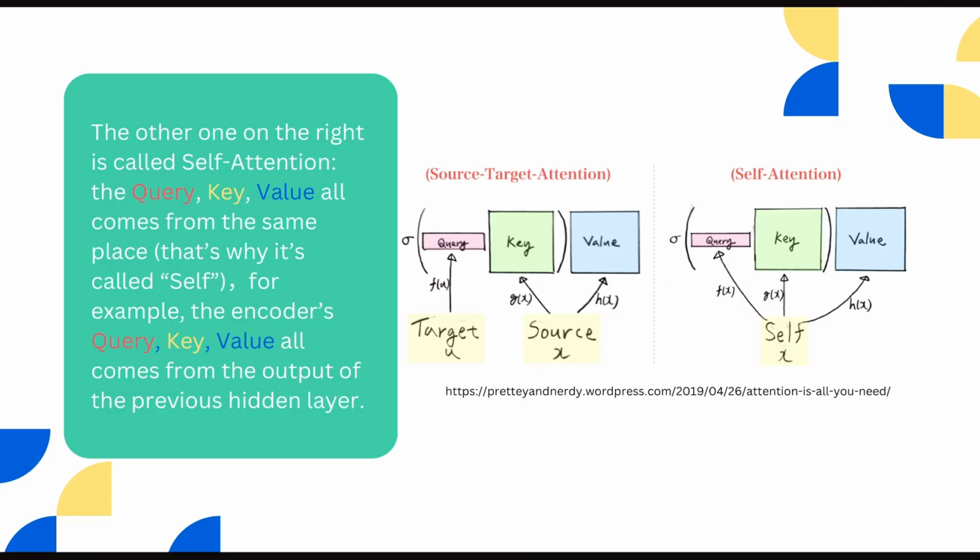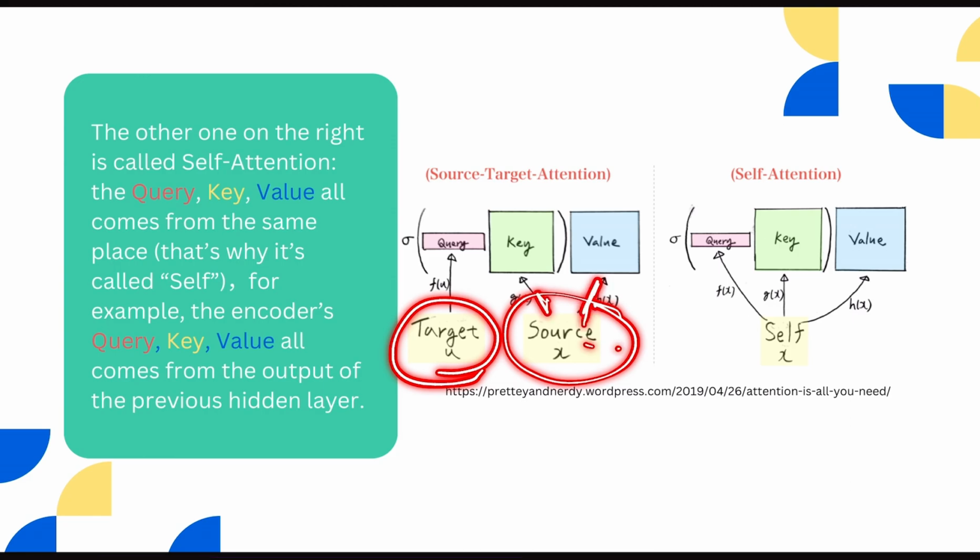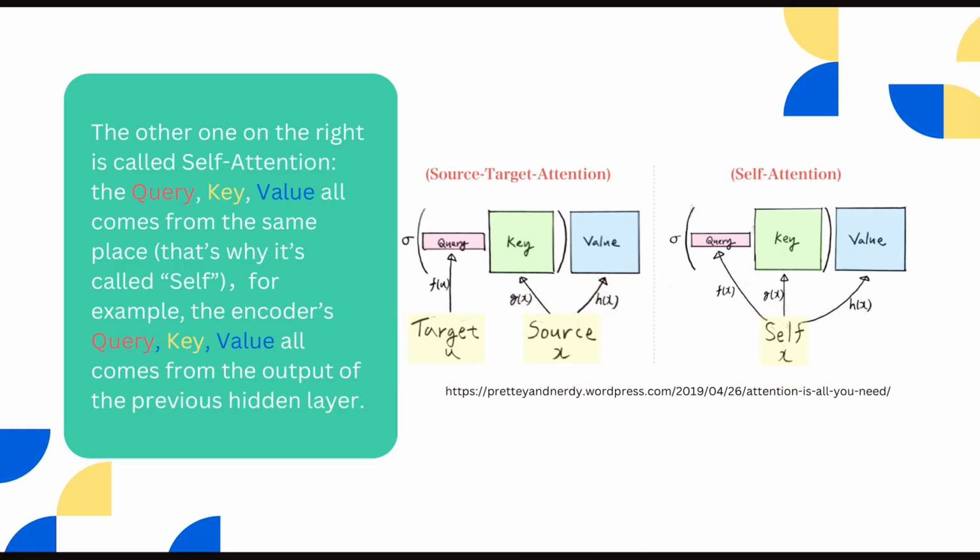Alright, so in this case, you can see that I have two different sources: one is creating the key and value from the encoder, and then we get the query from the decoder. In this case, everything comes from the same layer. So query, key and value all come from the same source. It can be an encoder, or it can be a decoder.